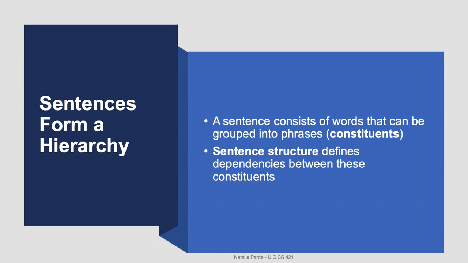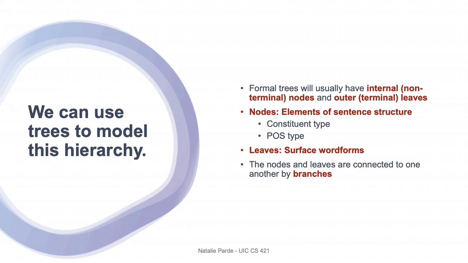In many languages, including English, sentences form a hierarchy with individual constituents being grouped into progressively more general classes. A sentence's structure defines the dependencies between constituents within these hierarchies. These hierarchies are often modeled using trees. Hierarchical structure trees usually have both internal nodes that specify structural properties like constituent or part of speech type, and external or terminal leaves that specify surface word forms. These nodes and leaves are connected to one another by branches.